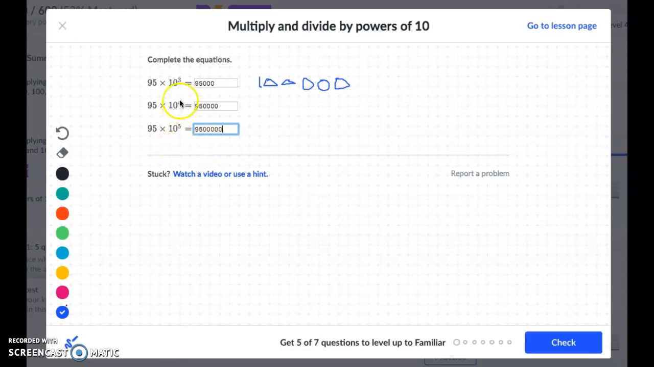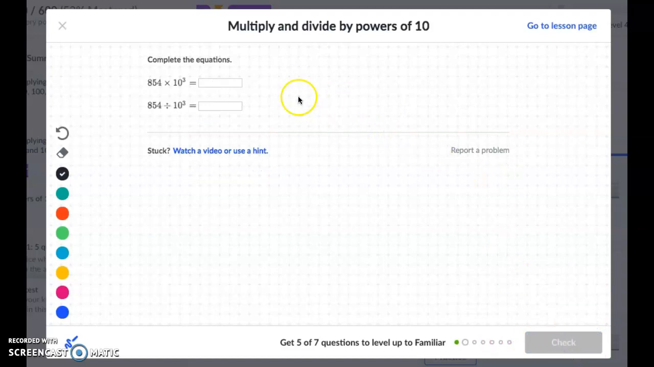Now a lot of you are going to notice that with 10 to the third, we just added on 3 zeros. With 10 to the 4th, we added on 4 zeros. With 10 to the 5th, we added on 5 zeros, because when we're multiplying by 100,000, that has 5 zeros. So it fits our plan that we had talked about earlier as well.